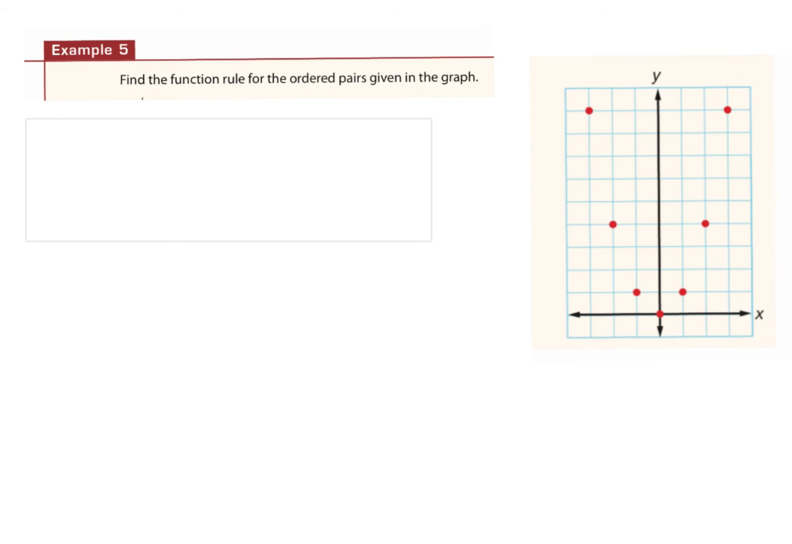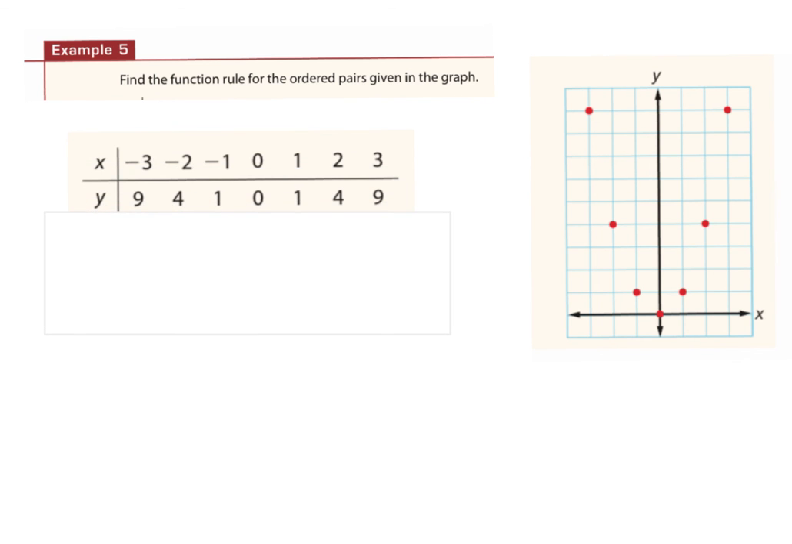All right, so in this case, it just gave me a bunch of ordered pairs. So I need to figure out what they are. And so if you look, -3 pairs up with +9. So this one is -3, 9. -2, well, the y value there is 4. -1, the y value there is 1. 0 and 0. +1 and 1. +2 and 4. +3 and 9. And so we make this chart.